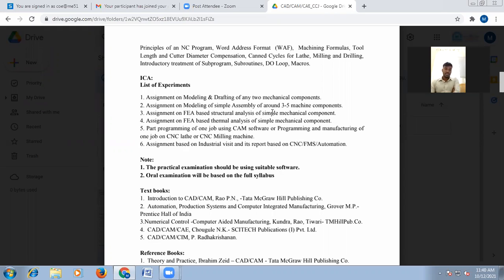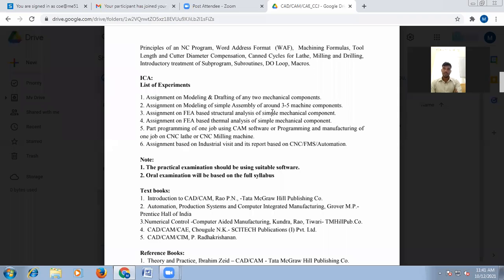Fortunately, if our college starts physically after the Diwali festival, then we will go for the physical industrial visit, where the CNC machine, FMS system and automation system are there, in Pune, Kolhapur, Satara, wherever applicable. At that place we will visit physically. We will make one industrial visit, and according to that visit, we will try to get the CNC FMS automation practical knowledge.